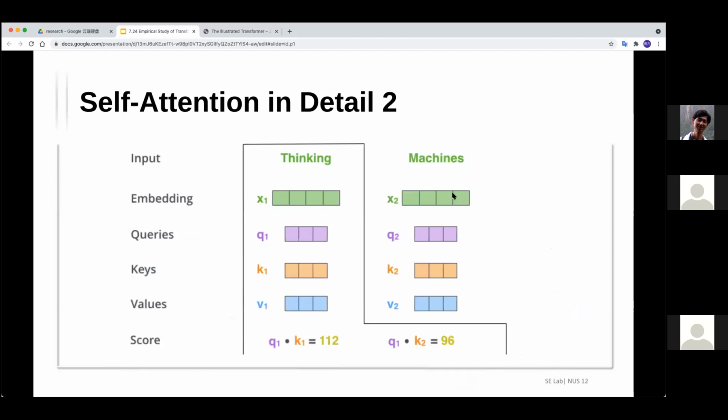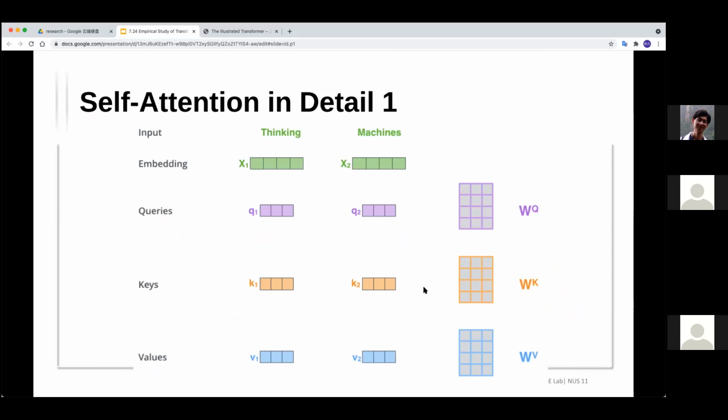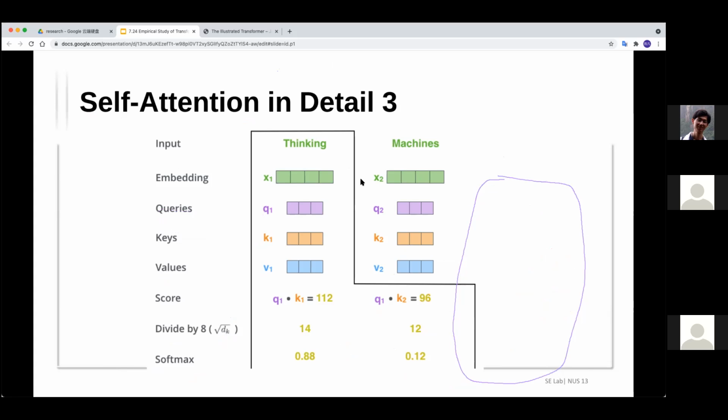Okay, anyway, good question. Yeah, it will update this weight matrix. So if it is divided by 8, this leads to having more stable gradients. Okay.